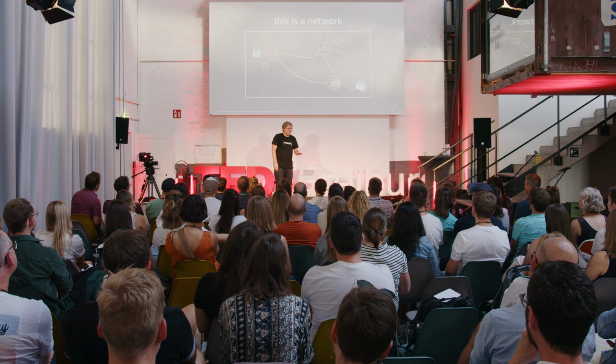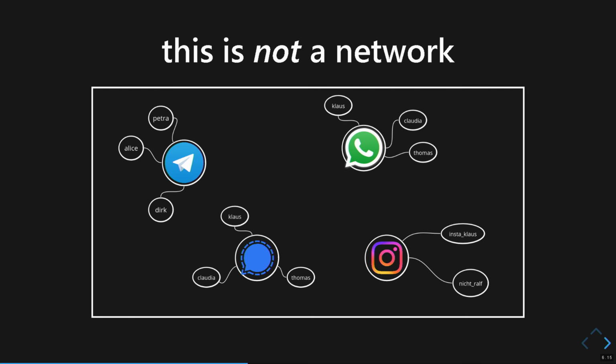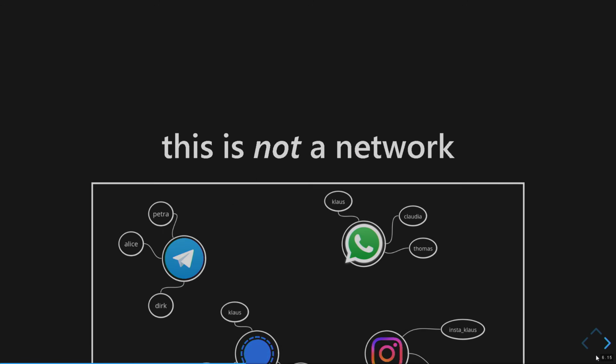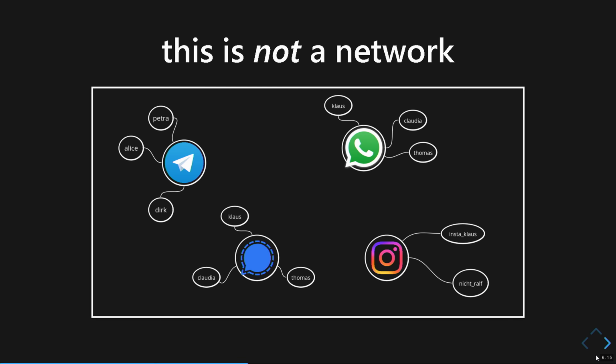Just to recap, this is a network. This is not a network. Once again, this is a network. It has connections, network. And next, this is not a network, broken. Good. Okay, so we go on.